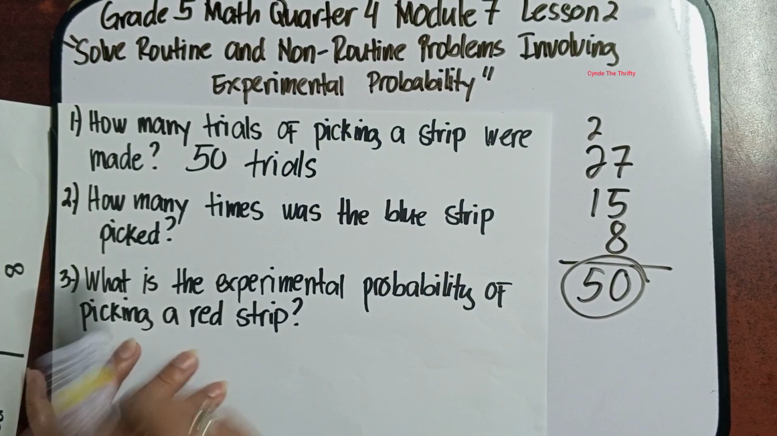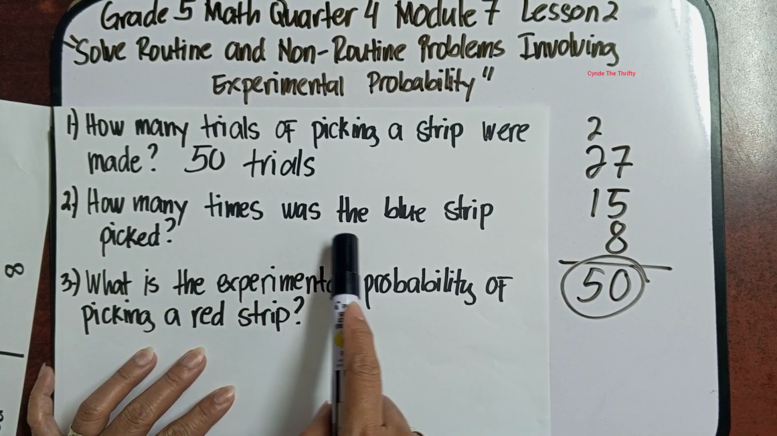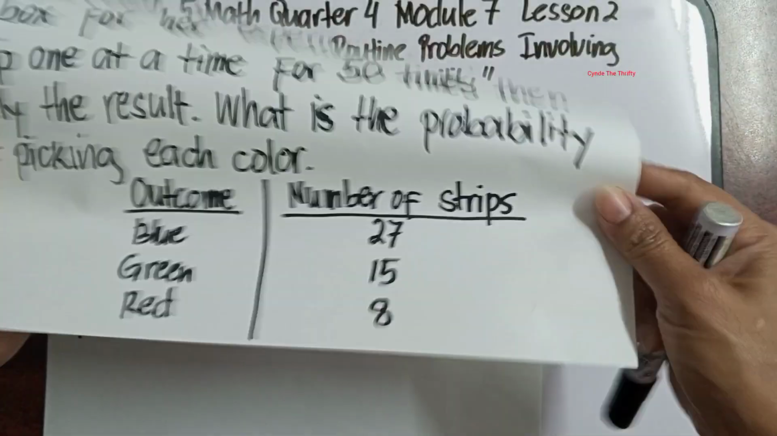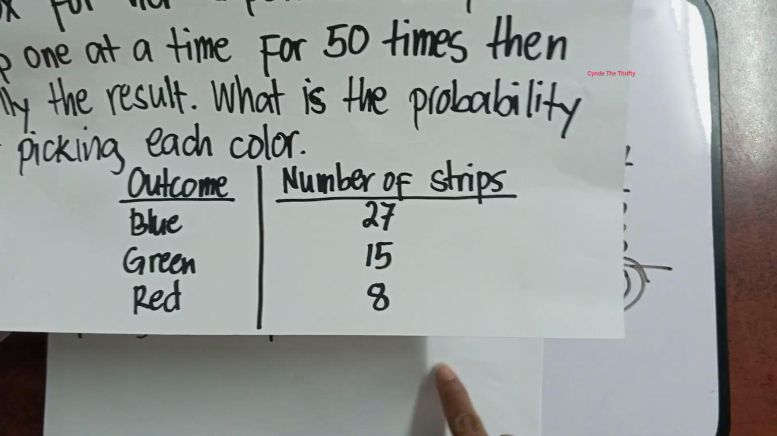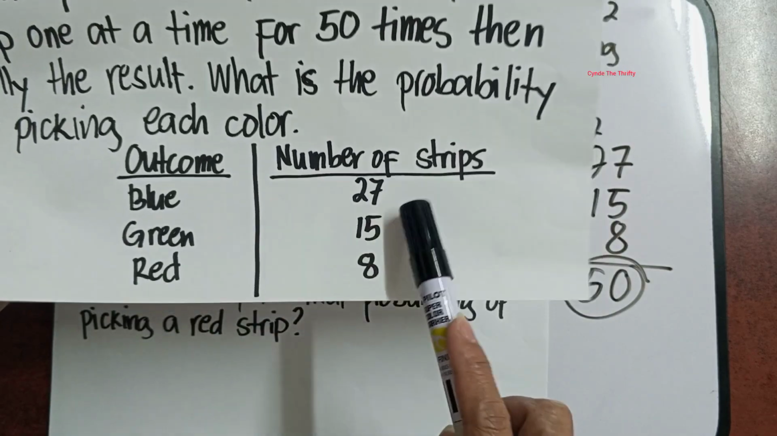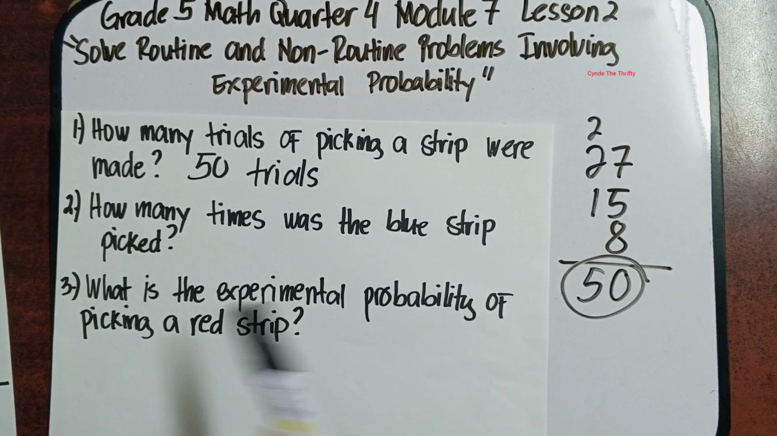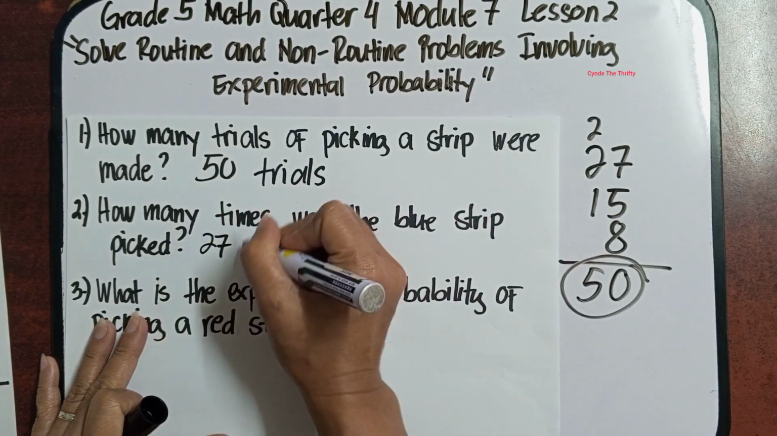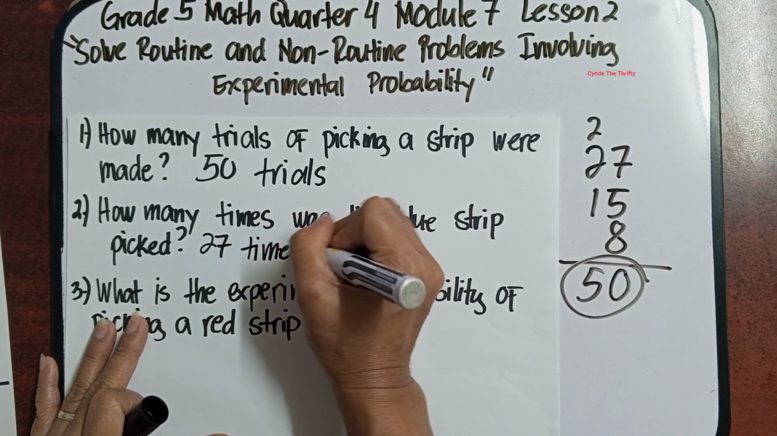And then, ang question number 2, how many times was the blue strip picked? So, ilang times ba na-pick yung blue strip natin? Okay, titingnan natin ang ating data. So, sa ating data, ang blue strip na-pick siya ng 27 times. So, ang blue strip natin is na-pick siya ng 27 times.